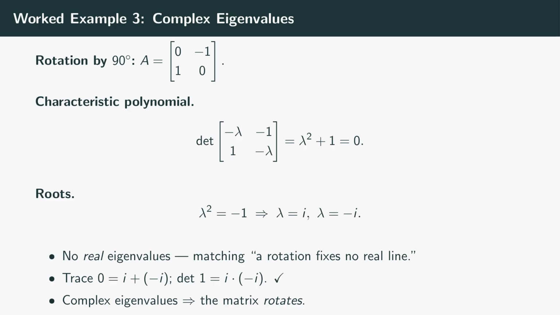Set it to 0, lambda squared equals -1, so lambda is the square root of -1, that is, lambda equals i and lambda equals -i, the two imaginary units. There are no real eigenvalues at all, which perfectly matches our earlier observation that a rotation leaves no real line fixed. Let's still run our checks, now with complex numbers. The sum, i plus -i, is 0, matching the trace of 0. The product, i times -i, is 1, matching the determinant of 1. The checks survive in the complex world, and the lesson stands: whenever the eigenvalues come out complex, the matrix is secretly rotating.